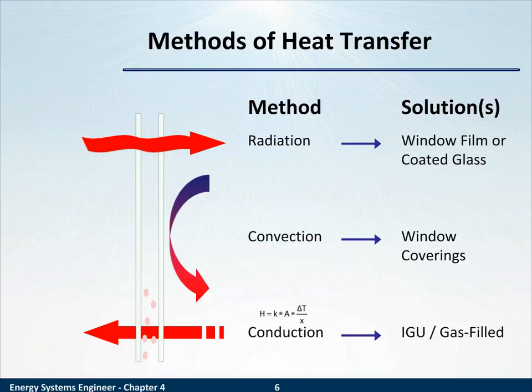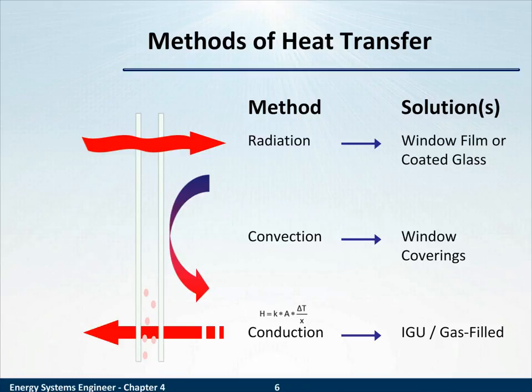These three terms are things you're going to have to learn and be familiar with as we go through the methods of heat transfer. You'll see them again and again throughout this chapter, and that is the heat transfer by radiation, by convection, and by conduction. And adjacent to the heat transfer method is a typical glass or glazing solution to that type of heat transfer. If you have a radiative heat transfer problem, you need window film or coated glass to solve that problem. Another pane of glass, as you'll see in the next slide, won't help.